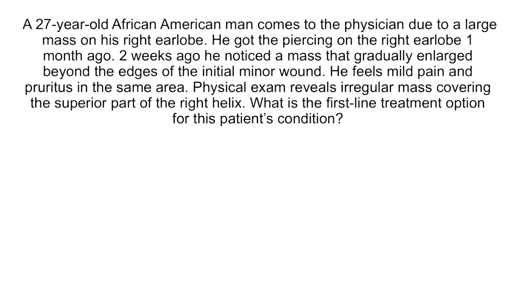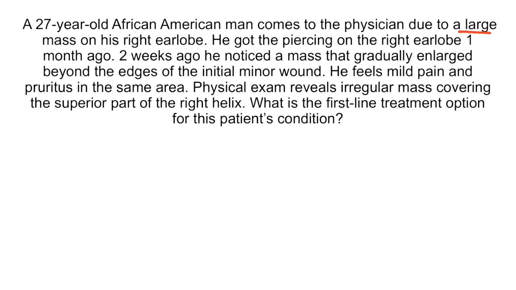Okay, now let's do a question to apply what we've talked about so far. A 27-year-old African-American man comes to the physician due to a large mass on his right earlobe. He got an ear piercing on the right earlobe 1 month ago. 2 weeks ago, he noticed a mass that gradually enlarged beyond the edges of the initial minor wound. And he feels mild pain and pruritus in that same area. Physical exam reveals an irregular mass covering the superior part of the right helix. What's the first-line treatment option for this patient's condition?